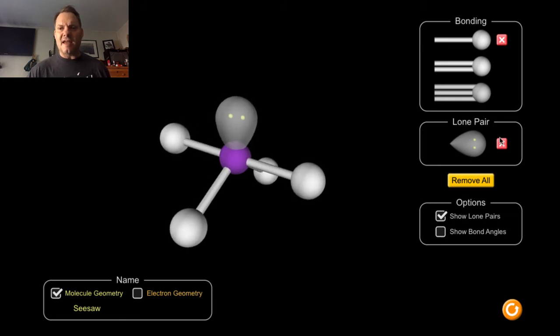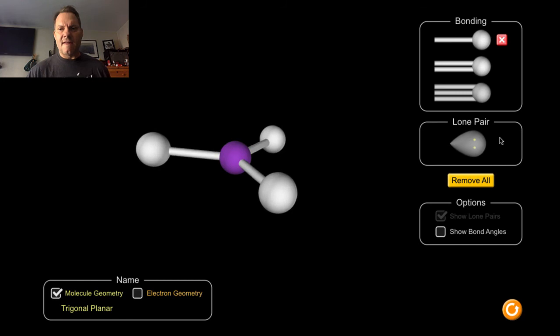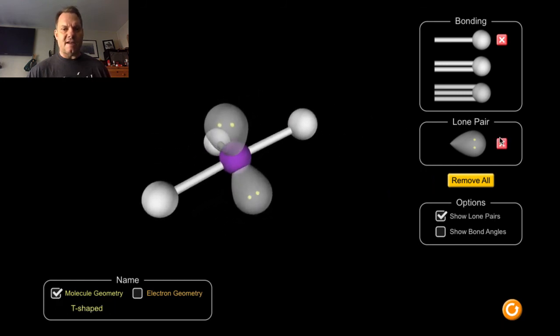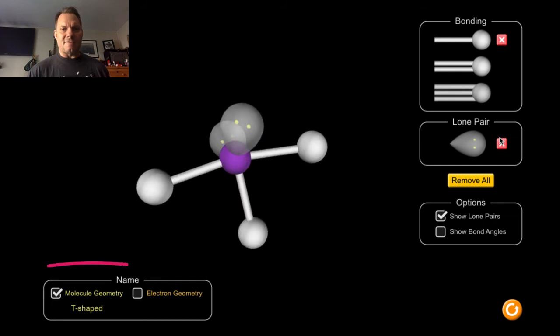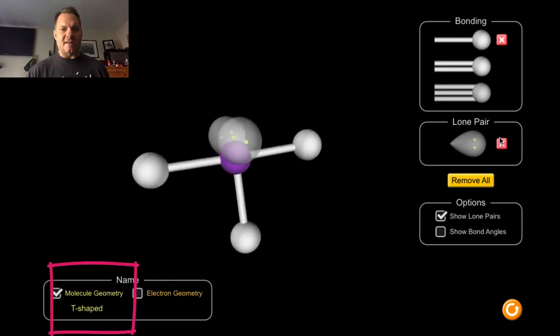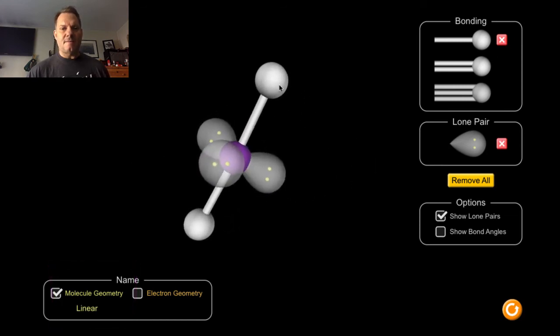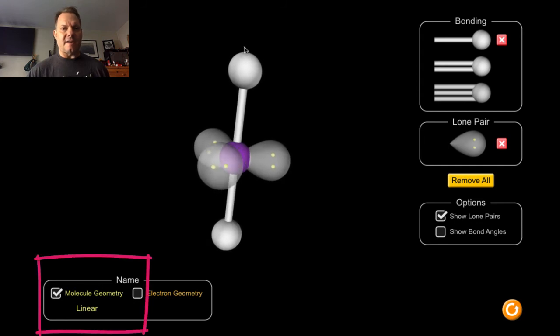If I substitute an unshared pair in, again, I pity the fool that doesn't know this shape. That's a Mr. T reference. Hey, it's T-shaped, letter T. Substitute a bond for an unshared pair to get our last. Hey, we're back to a linear shape.